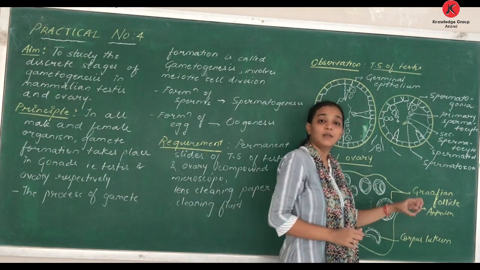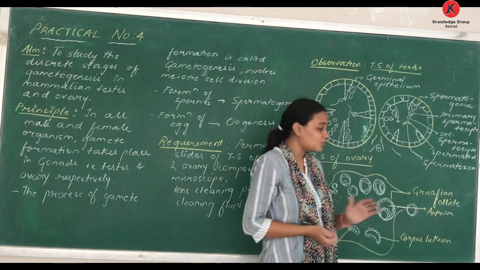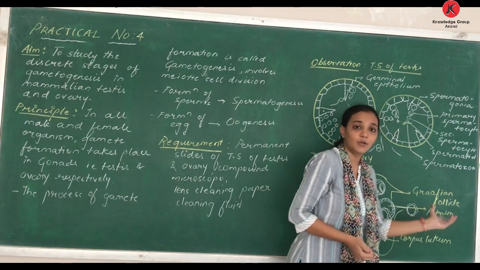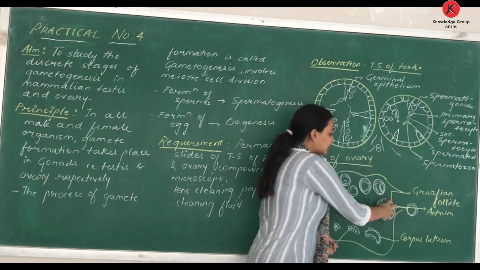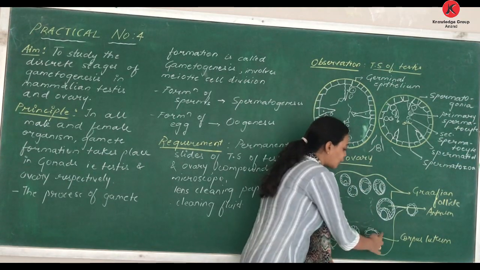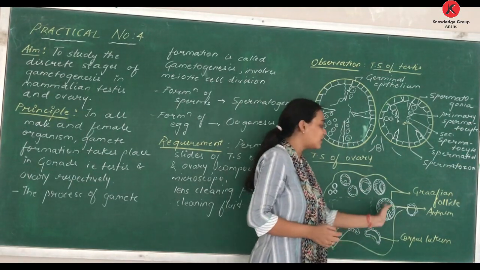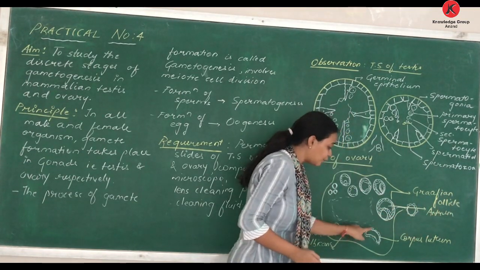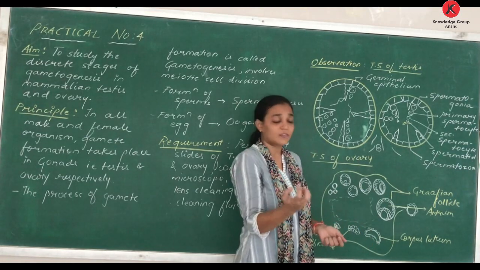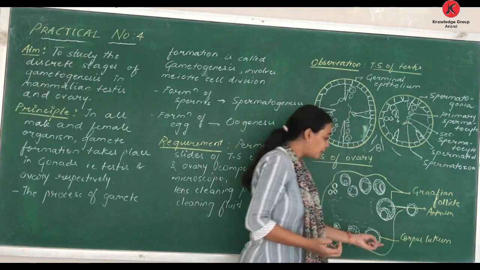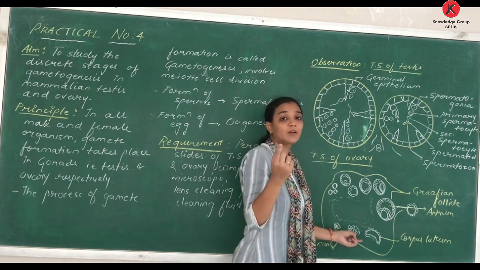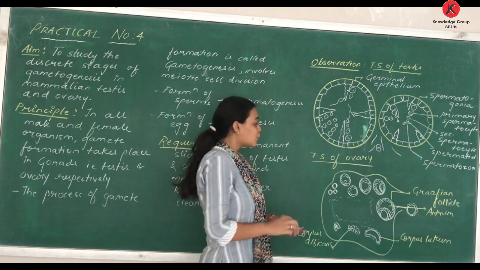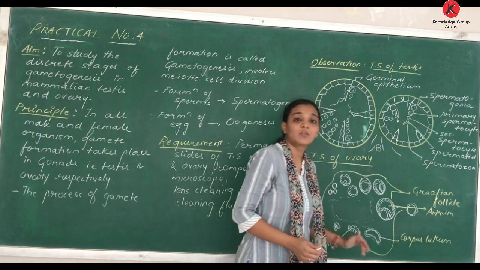The Graafian follicle will break under the influence of LH, resulting in ovulation. Ovulation means the egg is going to be released out. After this you might be able to observe the corpus luteum, because once the egg, that is the secondary oocyte, gets released, the rest of the Graafian follicle changes into the corpus luteum, and the broken down corpus luteum will be observed in the form of a small scar which is known as corpus albicans. So that is how different stages will be observed in the ovaries.